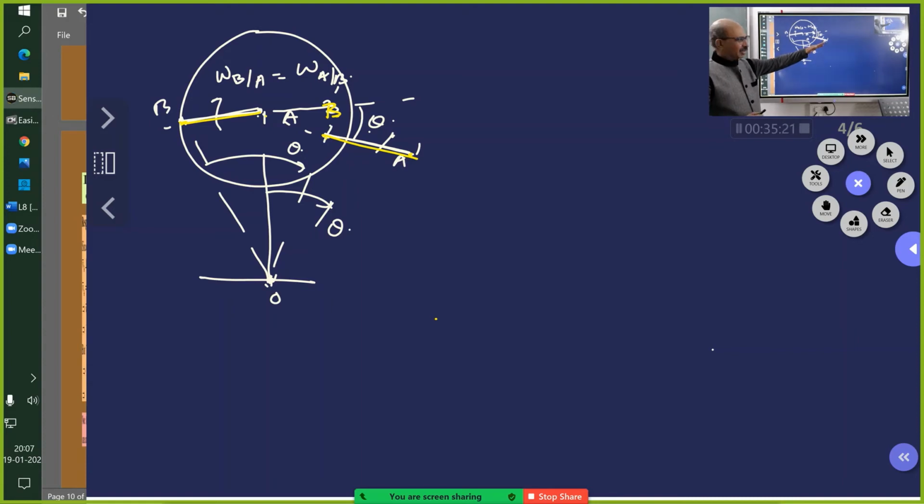I am telling with respect to B. I am showing it with respect to B. This line was like this. Now this line has become like this. So this angle is theta.